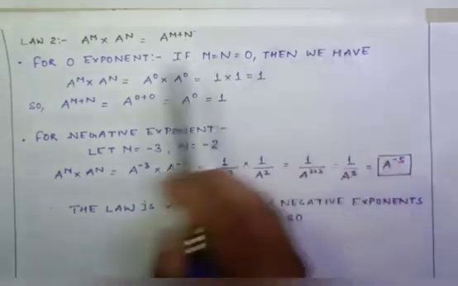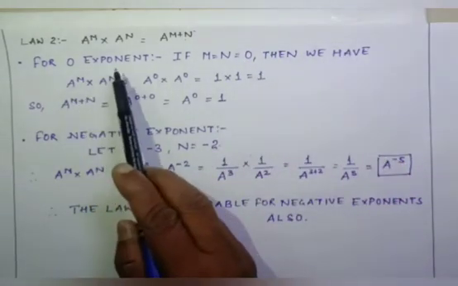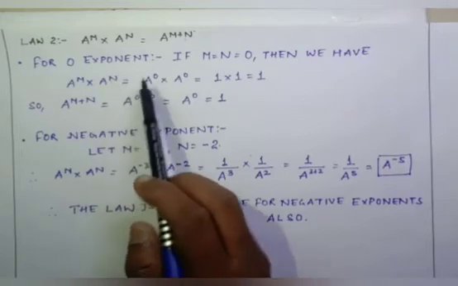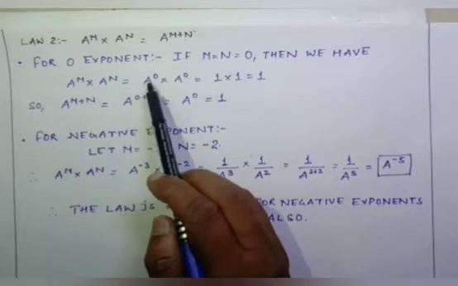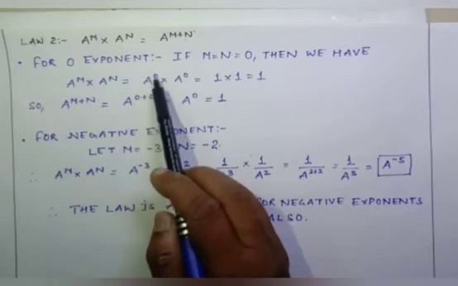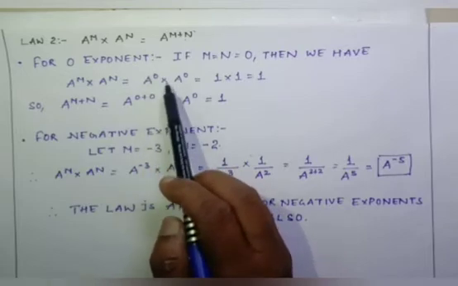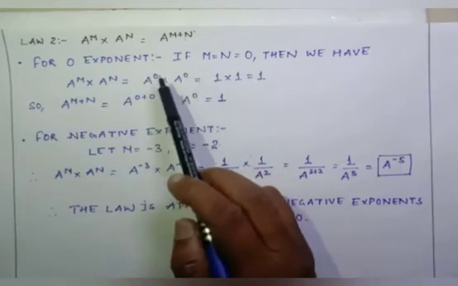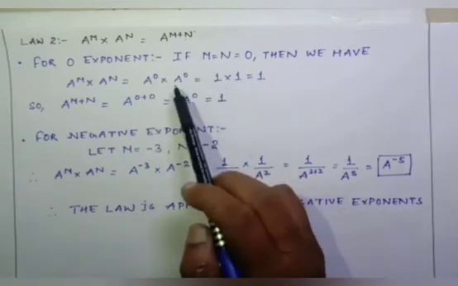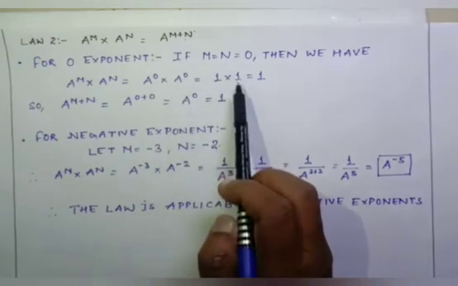Then we have a to the power m multiplied by a to the power n is equal to, over here m is equal to n is equal to 0 means a to the power m, in place of m I am going to place 0, into a to the power n, in place of n I am going to place 0. So a to the power 0 equals 1, into a to the power 0 equals 1.